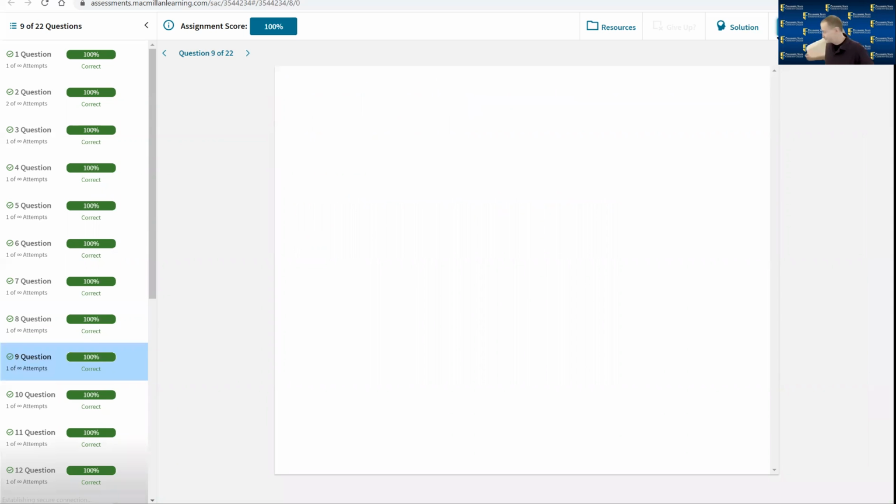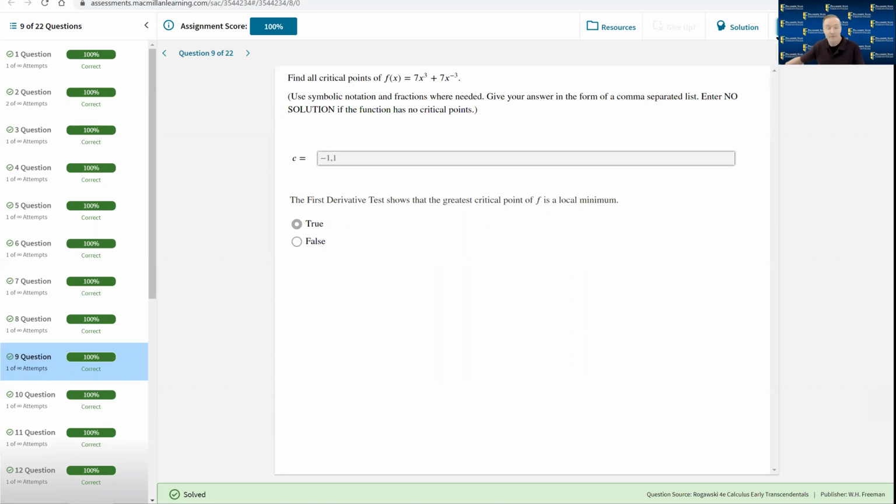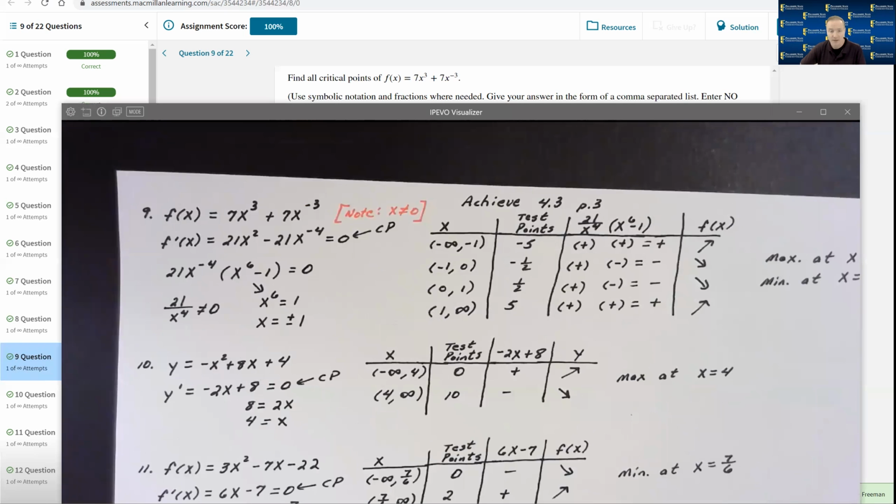Now, up next, we have a problem with a restricted domain. In this one, it doesn't mention that restriction, but you need to be thinking about it.